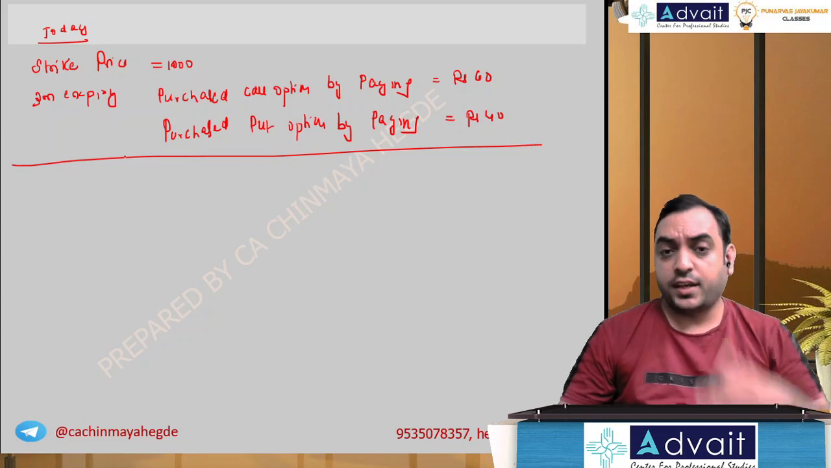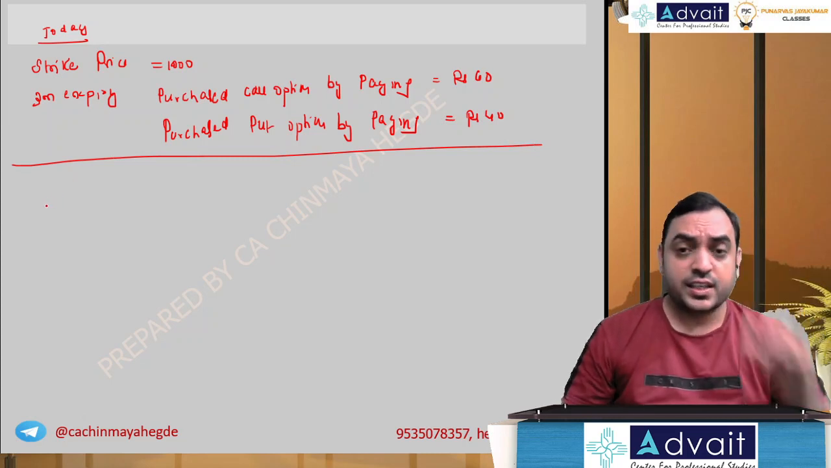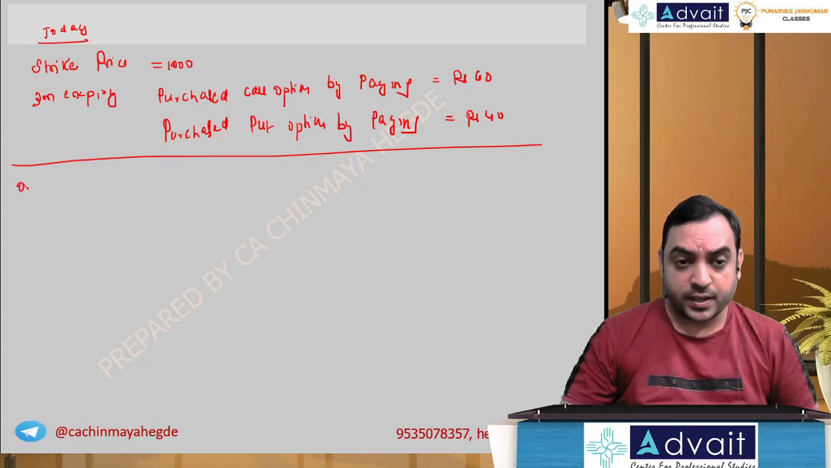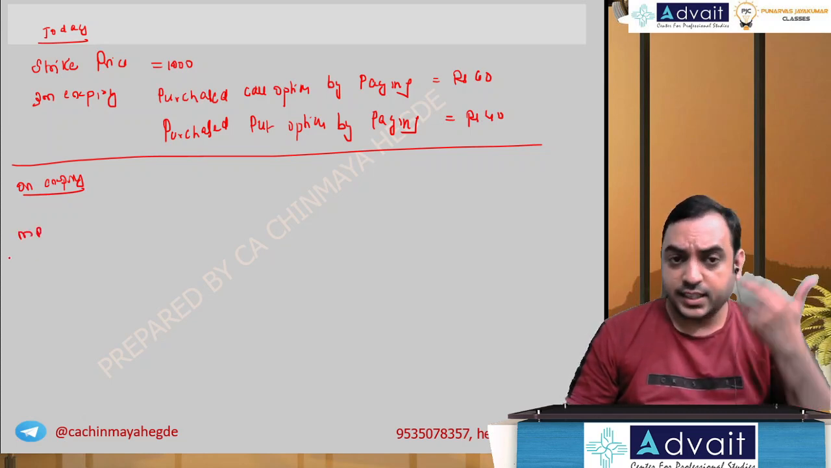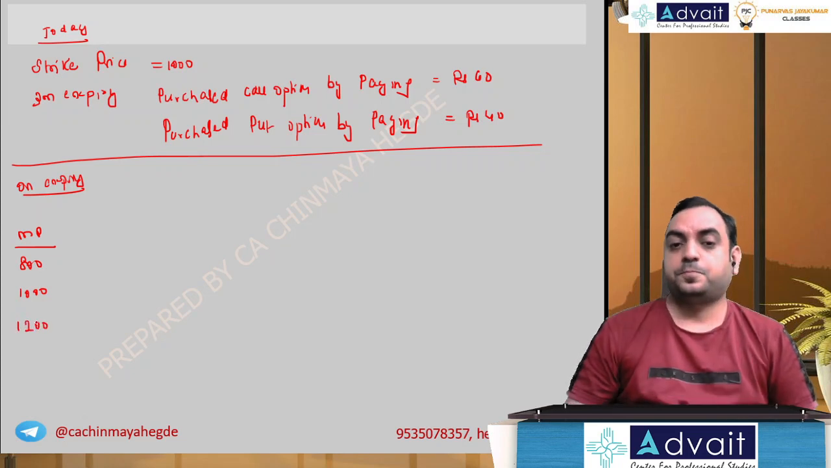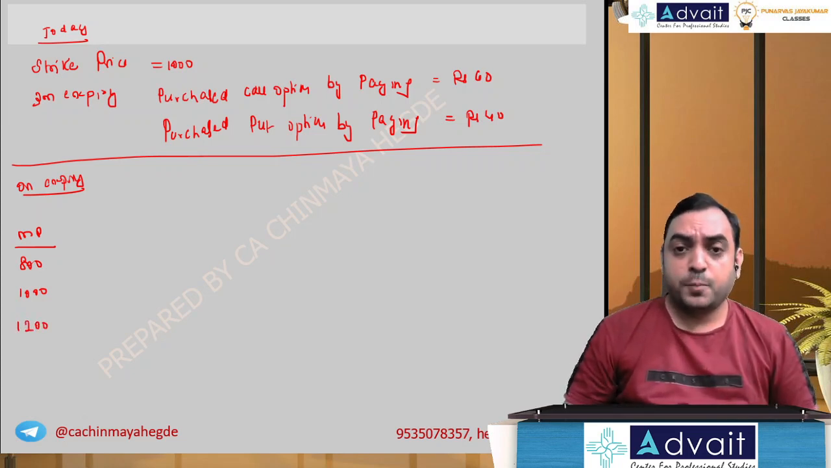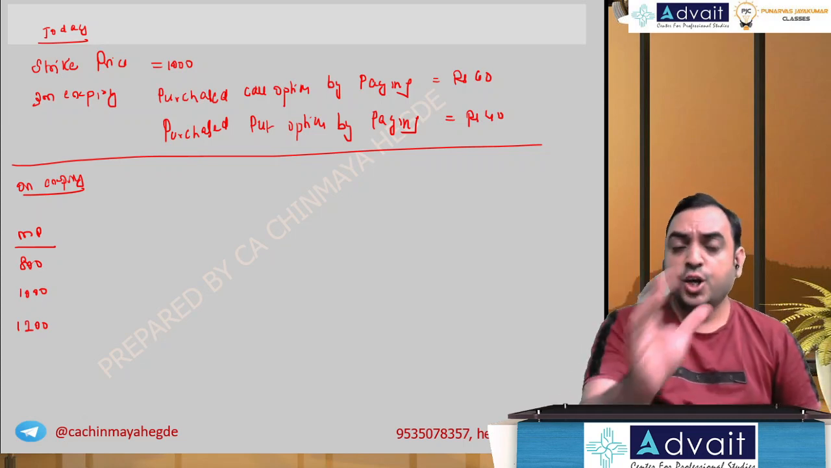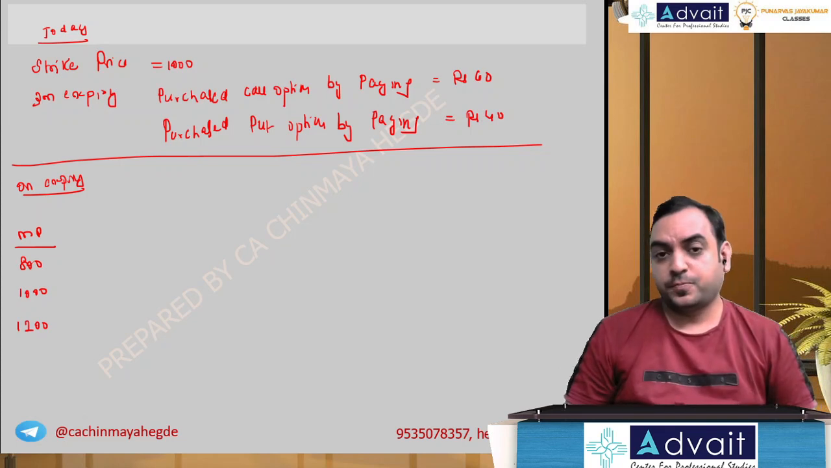Now, on expiry, I'll give you different situations. See if you're able to calculate the overall profit or gain. Okay? On expiry, market price, I'll imagine three situations. Suppose if it is 800, if it is 1000, let's say if it is 1200. Now, before I calculate, can you think and calculate? If market price is 800, what will be your overall position? Okay, well, let me do one thing.